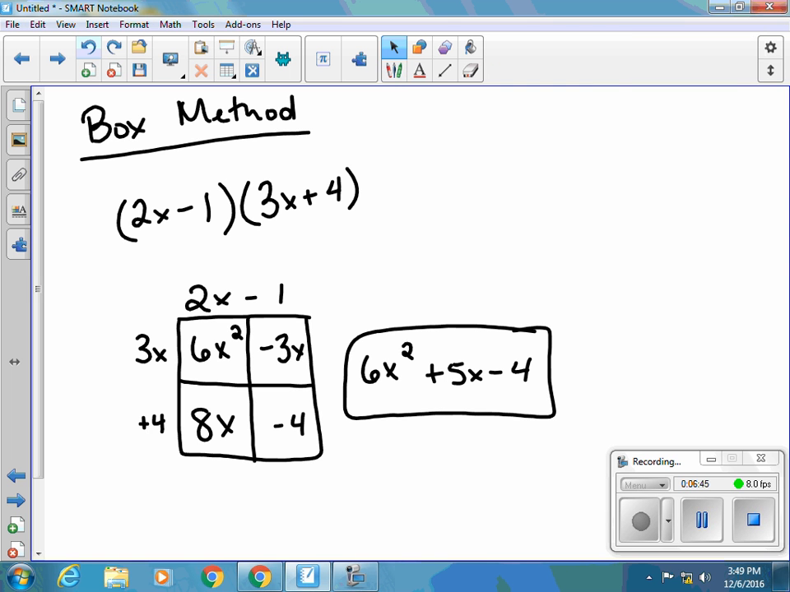And the distribution method would do the same thing. So with that, this is an introduction to quadratics. In order to get your quadratics, you need it in the form of ax squared plus bx plus c. And in order to get that, you need to either just use the distribution or the box method.